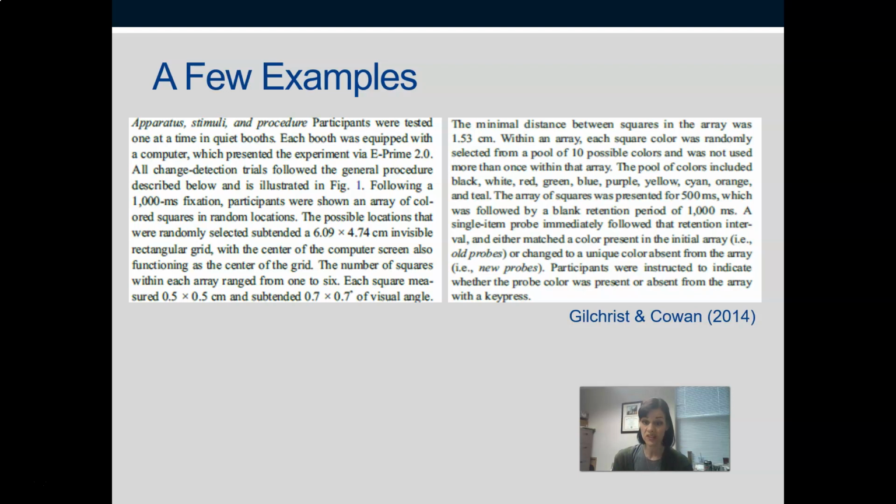Within each array, each square color was randomly selected from a pool of 10 possible colors and was not used more than once within that array. The pool of colors included black, white, red, green, blue, purple, yellow, cyan, orange, and teal.